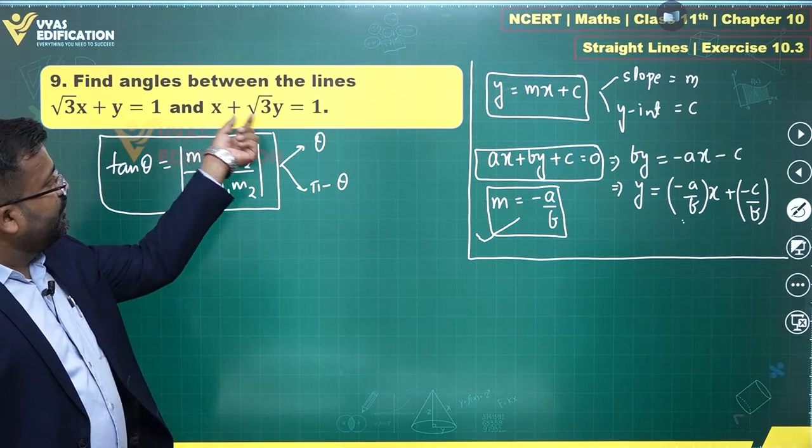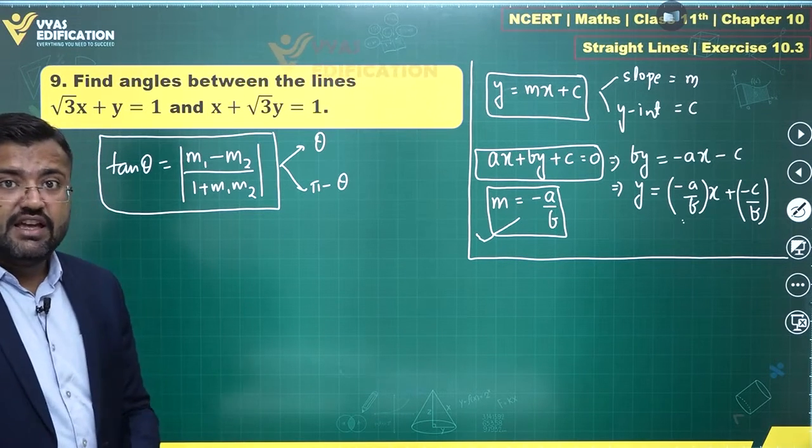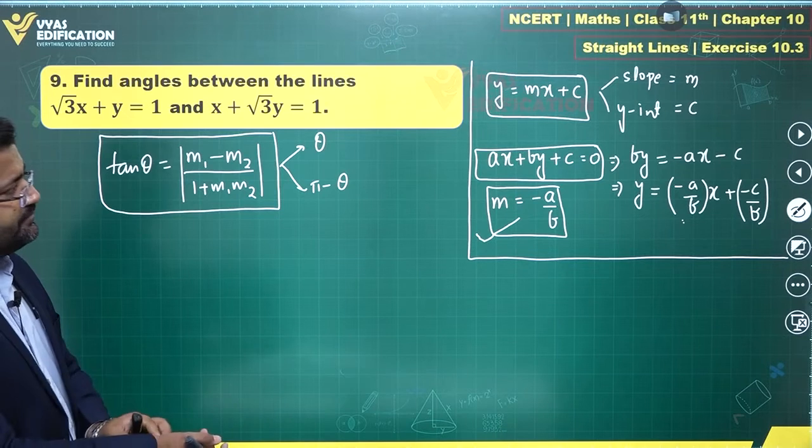This will be 1 upon root 3 with an extra minus. It will be minus 1 by root 3. Yes, we can always find the slope using those ideas over there.